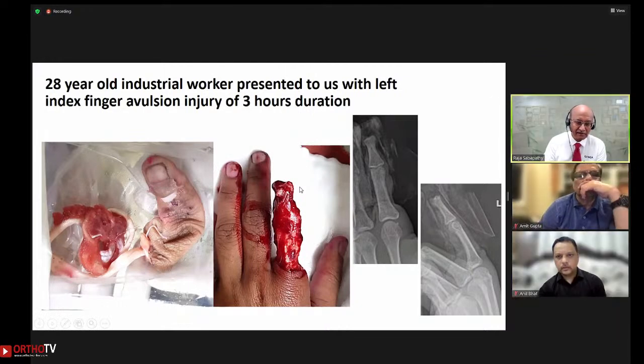And for all avulsion replants, the first choice is replantation. And most of them agree. And they do get good results.